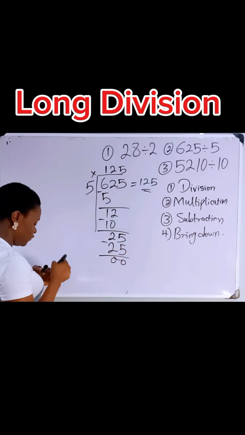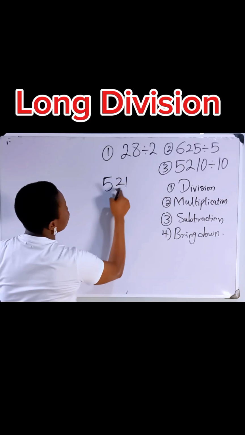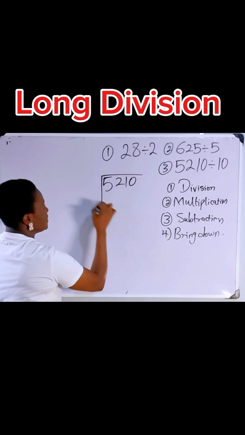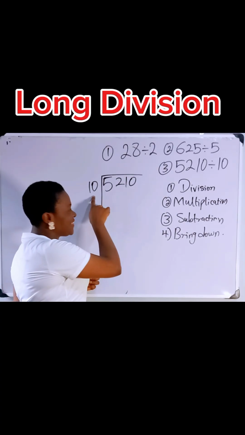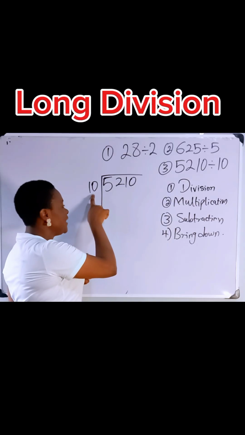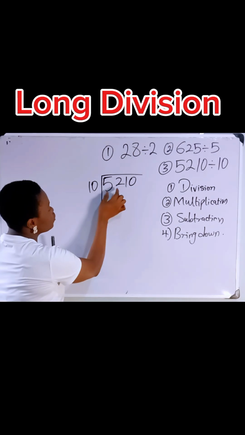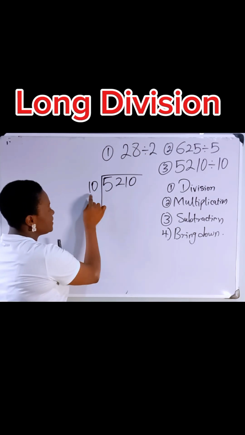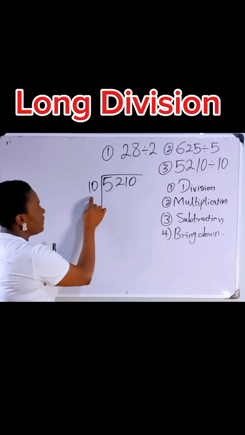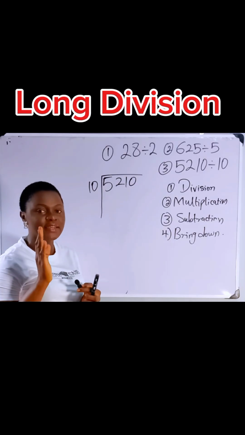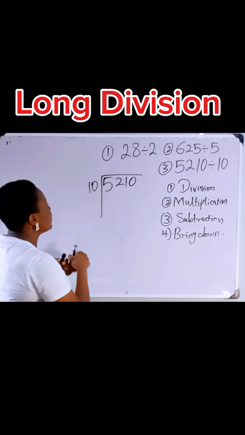125 is the answer. So the third one is 5,210 divided by 10. Looking at this, you can see that we cannot find any 10 in 5, because 10 is bigger than 5. Because of that, we'll bring the next digit. We are going to be dividing with these 2 digits, since 10 cannot divide 5. So we'll bring these 2 digits, which is 52. How many 10 can we find inside 52? That is 5. So we'll write the 5 here.